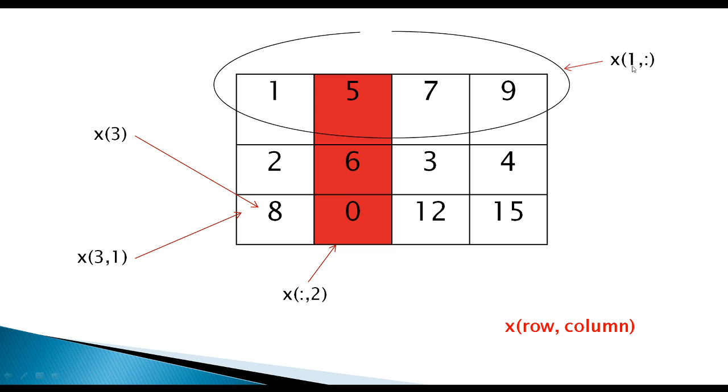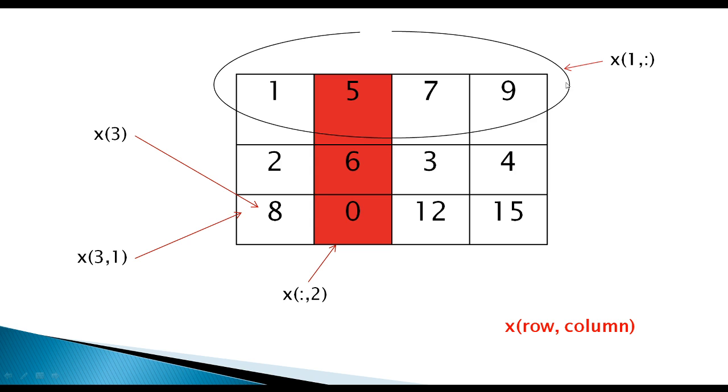What it means is, it is the first row and all the columns. So this colon represents all the columns, and the 1 represents the rows. Okay, so I will have all the columns of the first row, which will be recorded here.